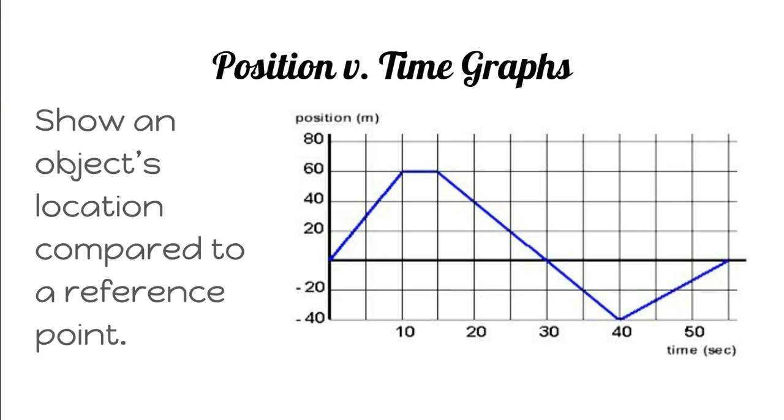The first type of motion graph that we're going to talk about is called a position time graph. A position time graph shows you an object's location compared to a reference point. A reference point can be anything. It can be an object, a location. Like if you're going to the bathroom from your classroom, the classroom could be a reference point.